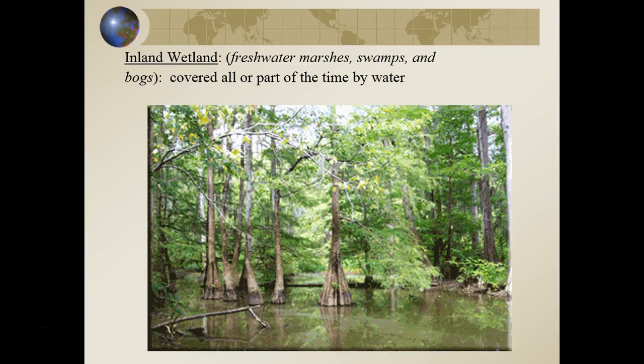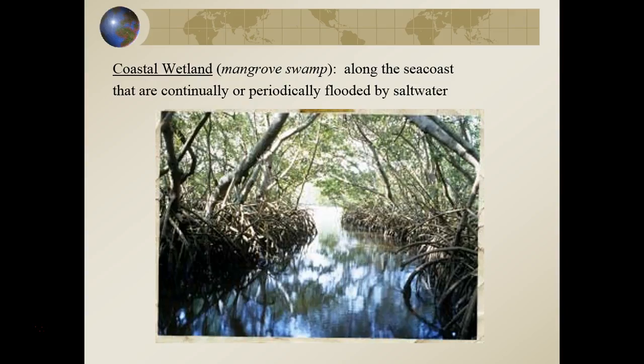Let's move on. Inland wetland. Freshwater marshes, swamps, and bogs, covered all or part of the time by water. These are very prevalent in the down south coastal line. I would say New Orleans, but very prevalent in down south coastal lines. Next, we have the coastal wetlands as well. That is also prevalent in the south coastal lines.